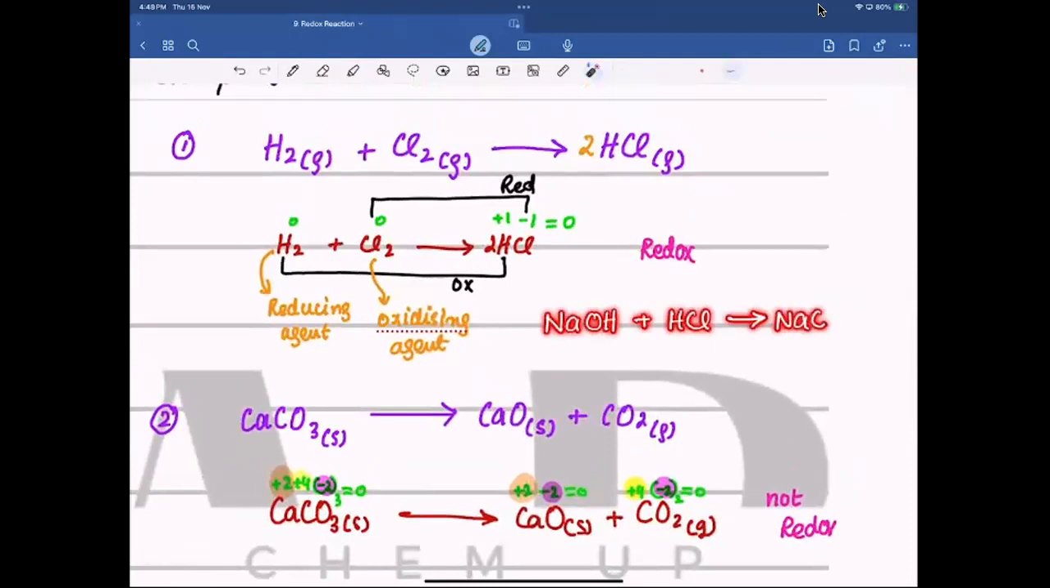Yes, can you tell me whether it's a redox or not? NaOH plus HCl forming NaCl and H2O. Redox. Redox. Okay. Yes, any other solutions? Redox. Redox. Redox.